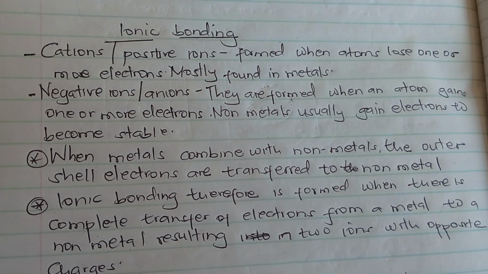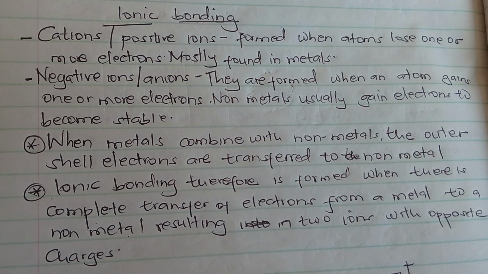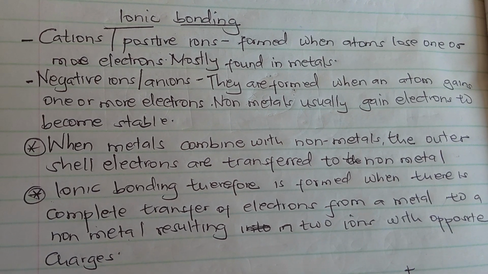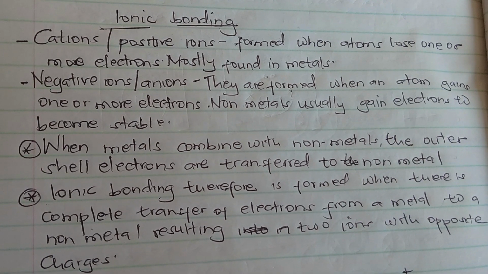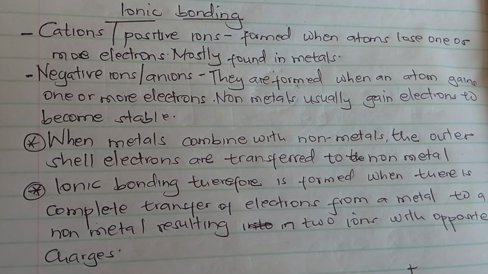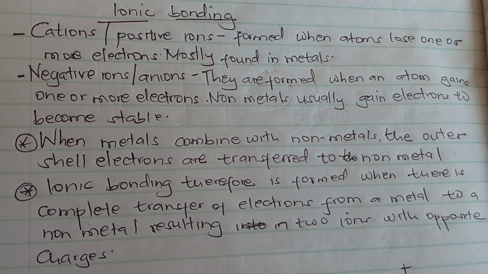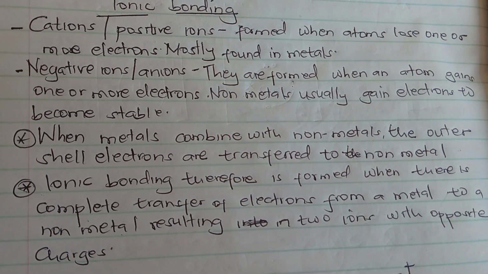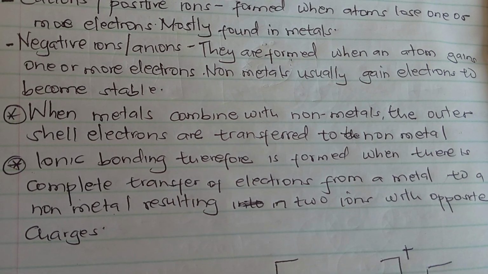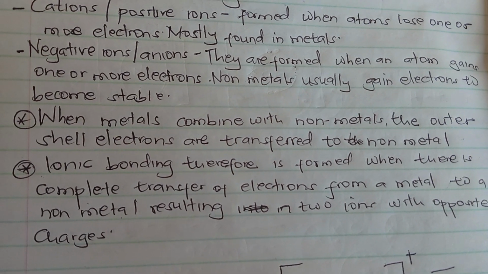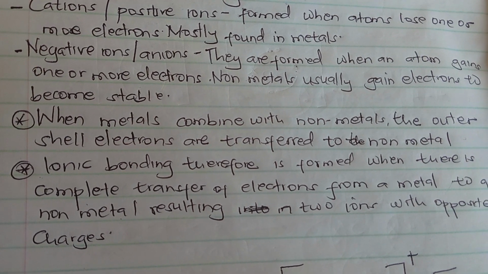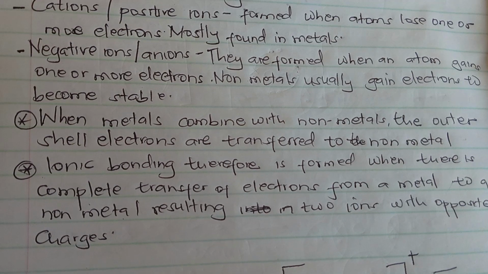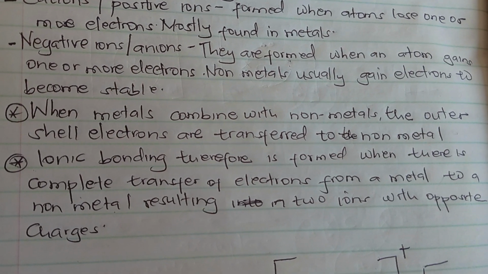Ionic bonding. Cations are positively charged ions, and they are formed when atoms lose one or more electrons, and it is mostly found in metals. Metals have a tendency of losing electrons in the outermost energy level to form positively charged ions. Negative ions, or anions, are formed when atoms gain one or more electrons, and they are mostly present in nonmetals. When nonmetals gain electrons in order to become stable, they may gain one or more electrons.